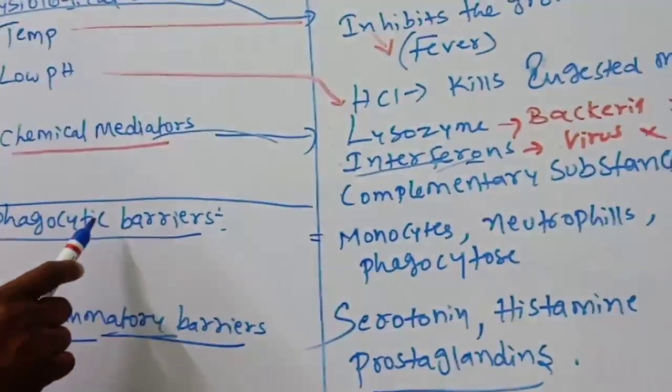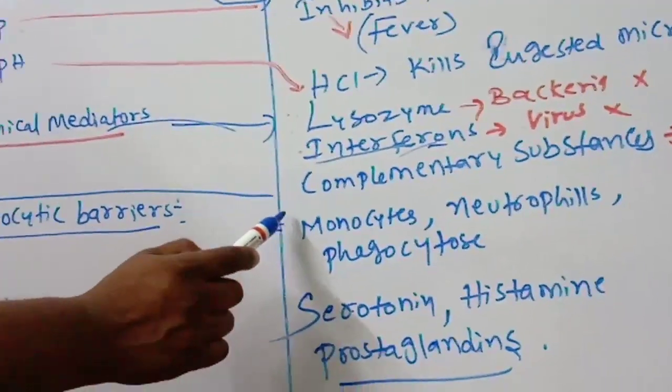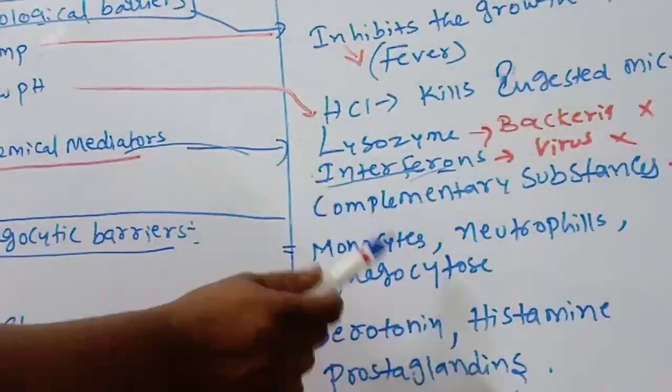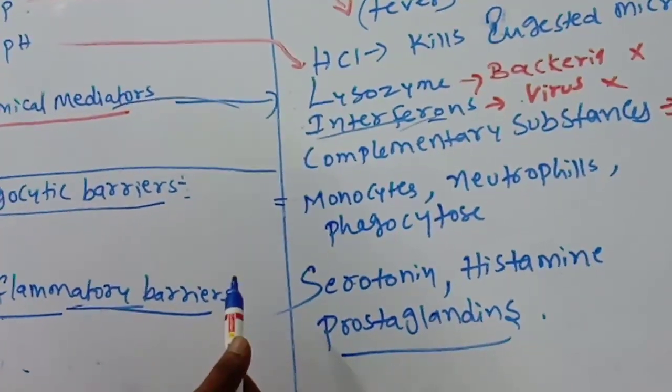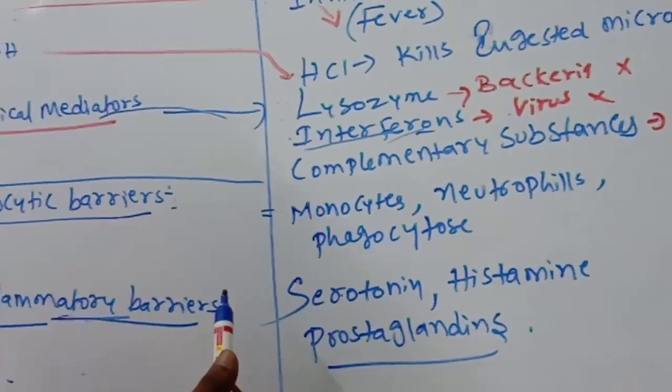Phagocytic barriers. Phagocytosis means cell eating. So the phagocytosis process is done by which cells? Monocytes, neutrophils and phagocytes. They kill which ones? The germs. That's why they are phagocytic barriers. So monocytes, neutrophils and phagocytes.